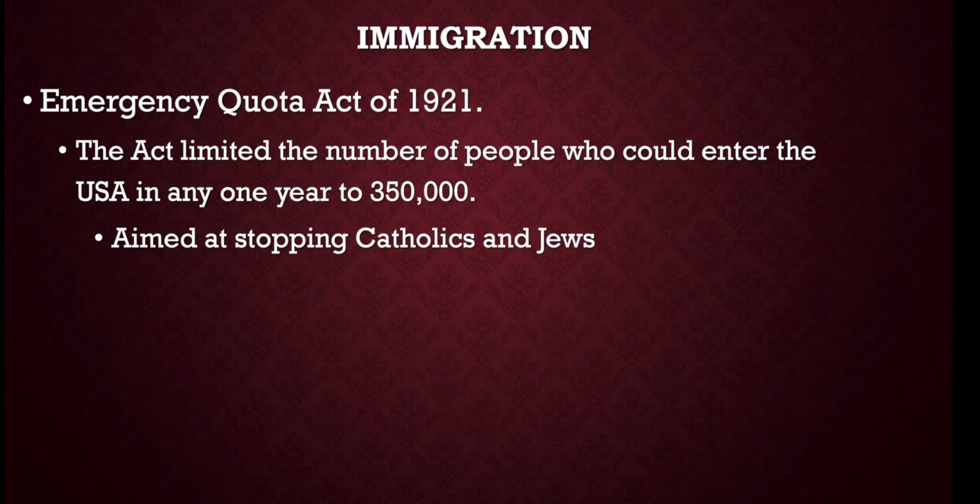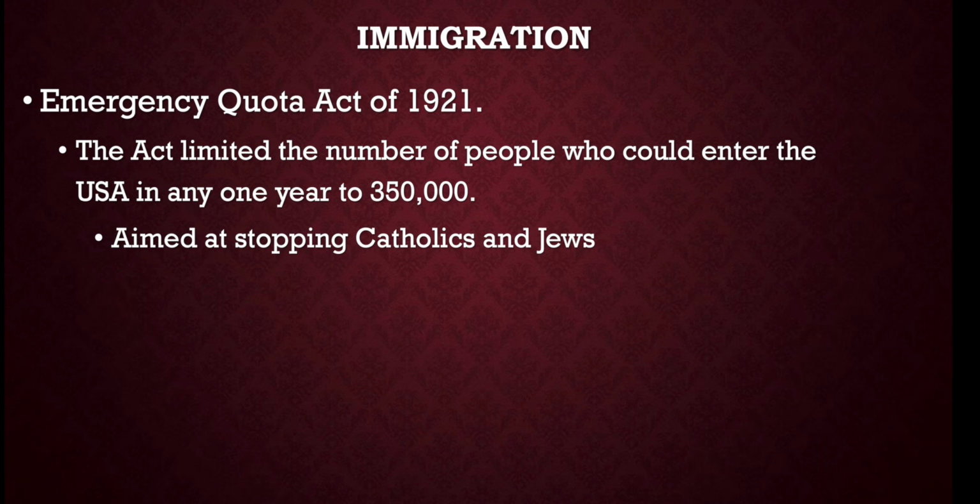Going on with race relations is the immigration issue. During President Harding's term, the Immigration Quota Act of 1921 is passed. So basically, it restricted the amount of people that could come to the United States, all the way down to 350,000 immigrants allowed per year.